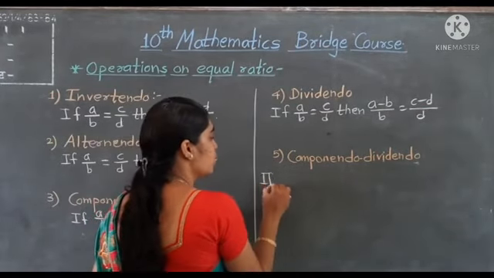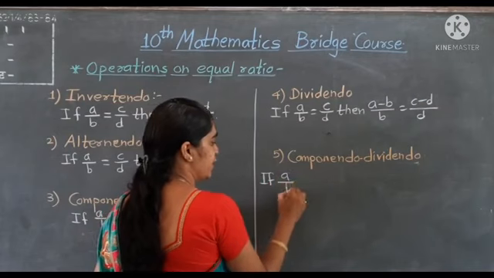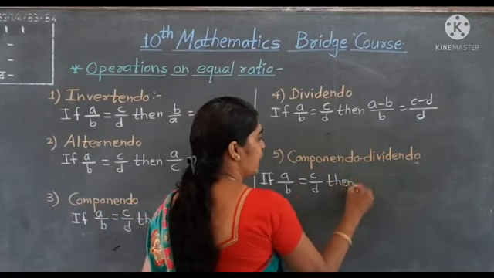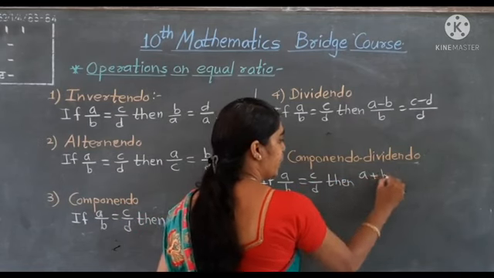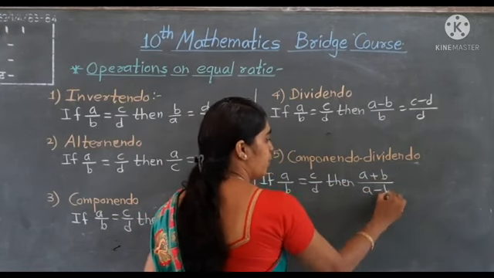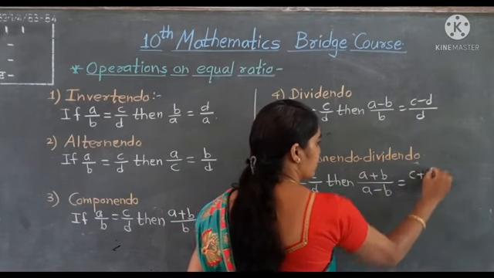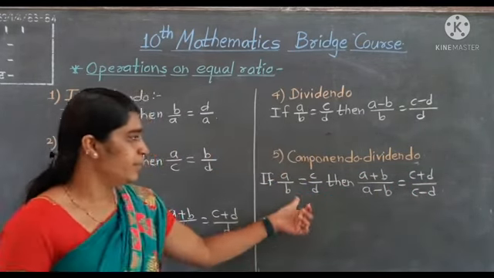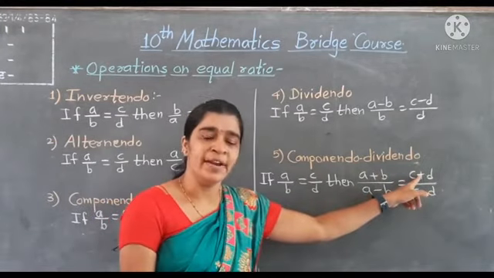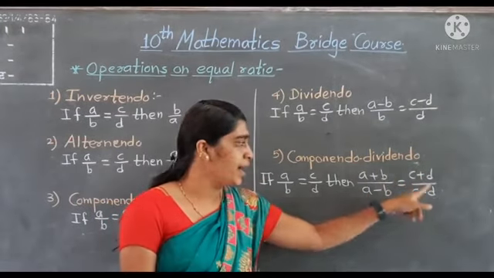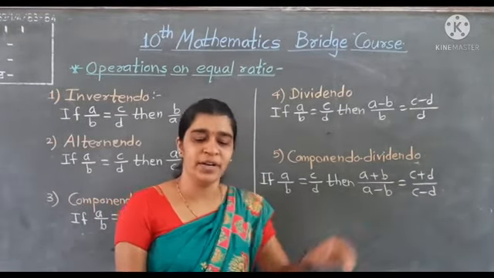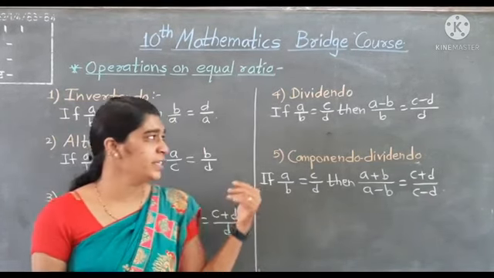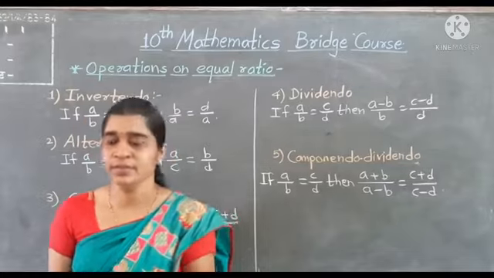And in componendo-dividendo, what happens? Both operations are done simultaneously. That is, if A upon B is equal to C upon D, then you write at the numerator A plus B and at the denominator A minus B, is equal to C plus D upon C minus D. It means at the numerator you add numerator plus denominator, and at the denominator you subtract numerator minus denominator. Now we see some examples on it.